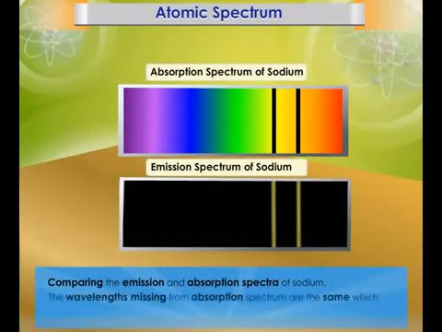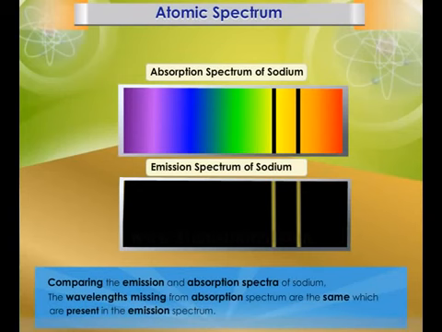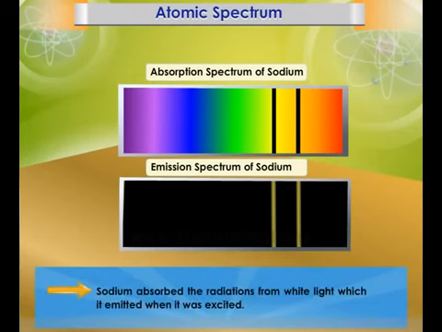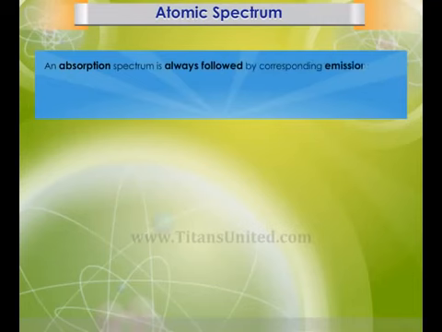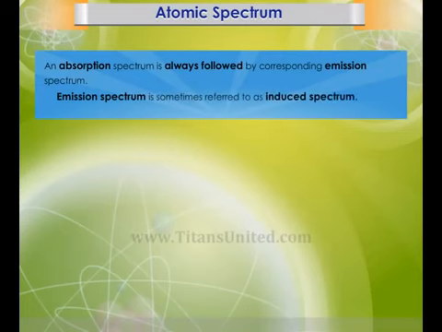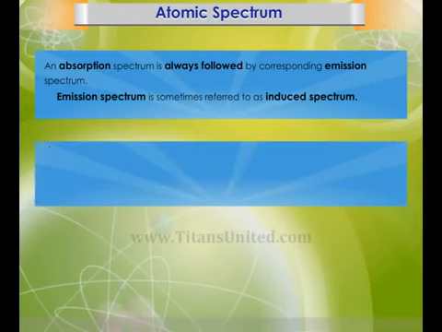Comparing the emission and absorption spectra of sodium, we can see that the wavelengths missing from the absorption spectrum are the same as those present in the emission spectrum. This implies that sodium absorbed the radiations which it emitted when it was excited. An absorption spectrum is always followed by a corresponding emission spectrum. That's why the emission spectrum is sometimes referred to as induced spectrum.